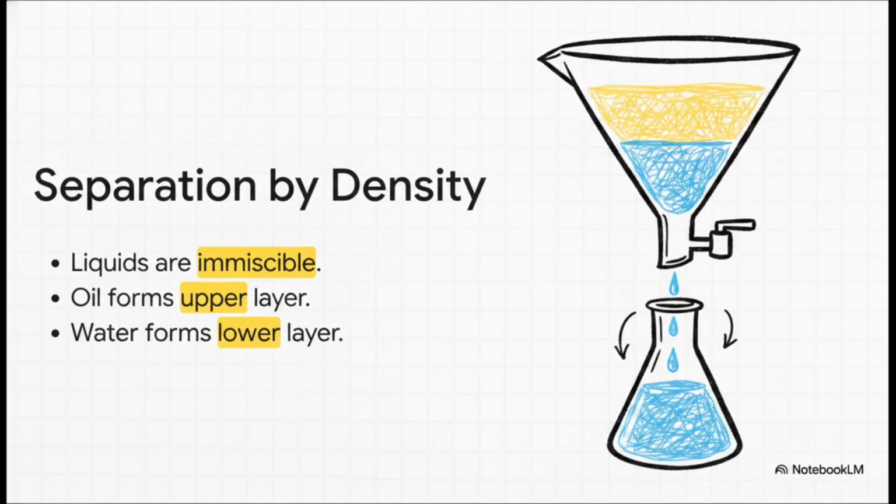To separate them, we just slowly open the little valve at the bottom, that's called a stopcock, and carefully drain the heavy water into a flask. Right before that yellow oil reaches the bottom, we close the stopcock. We dump out the tiny bit in the middle, and boom, we have our two pure liquids completely separated.